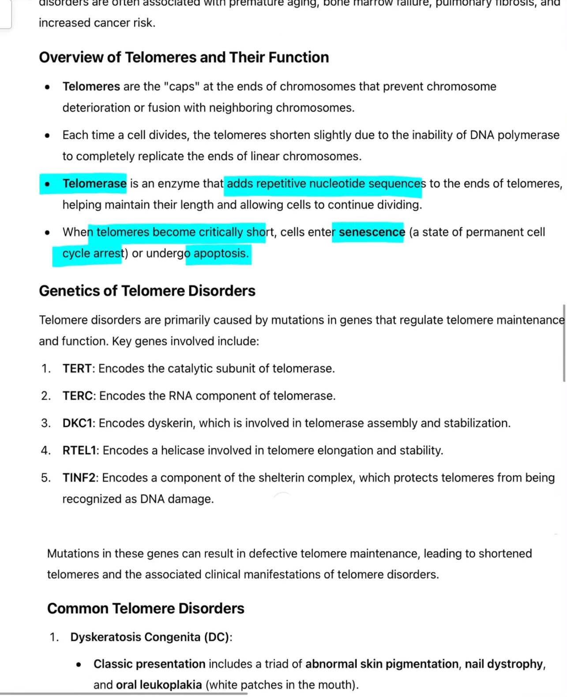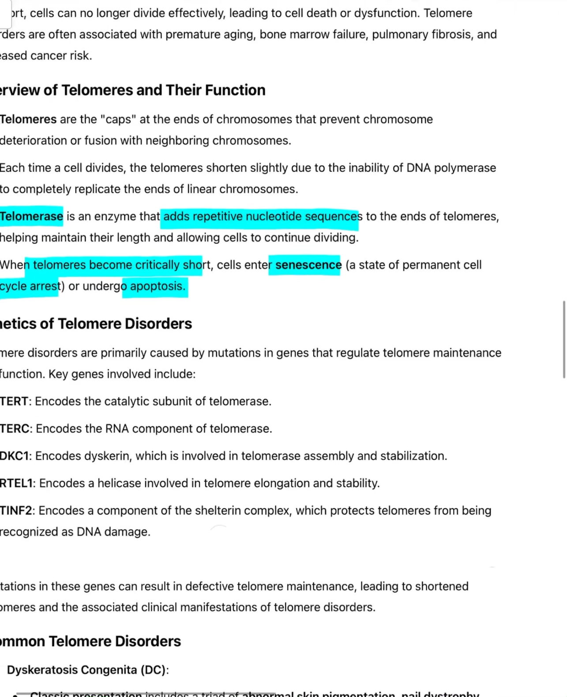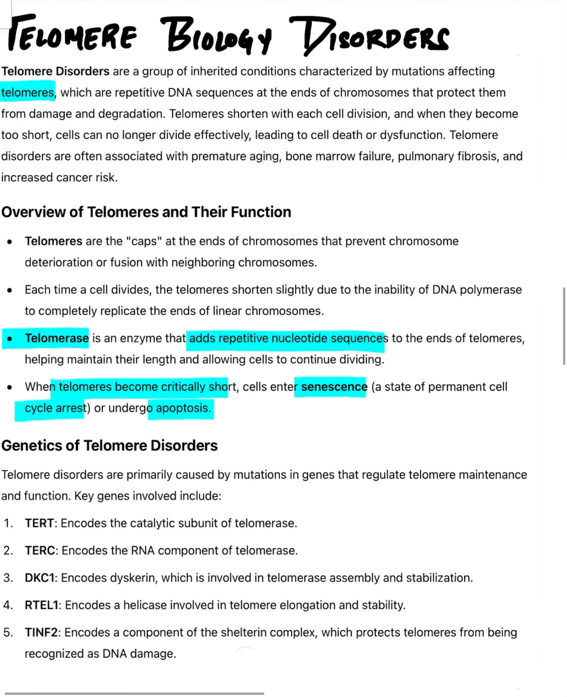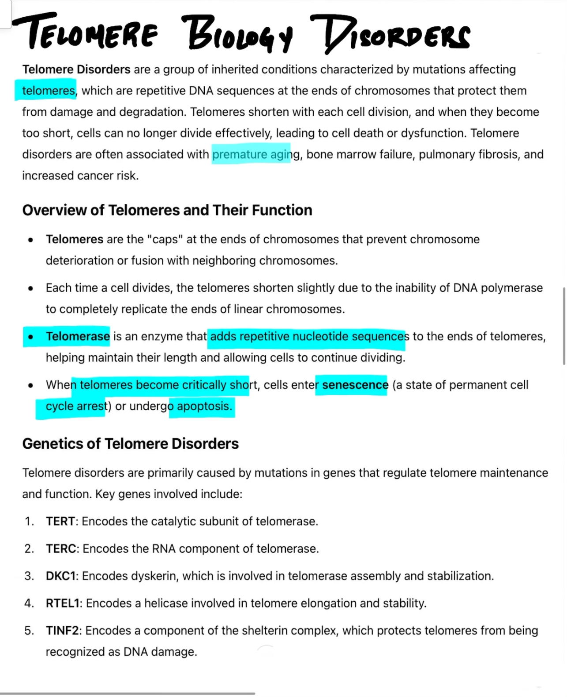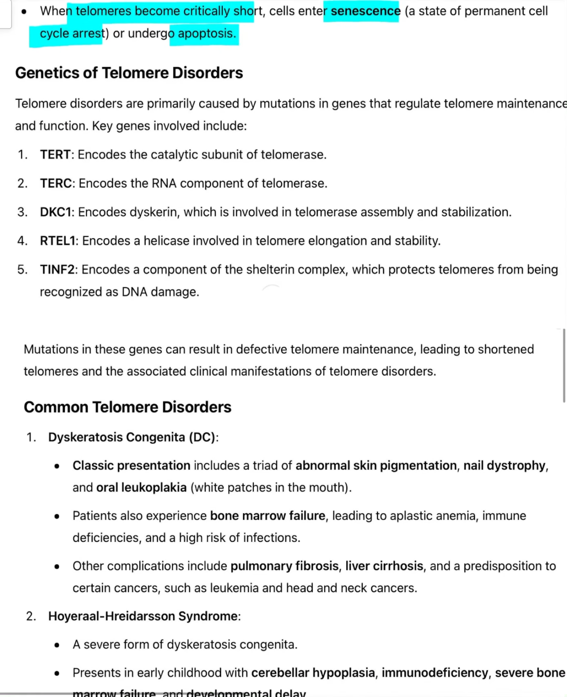So any problem in the enzyme telomerase or any genes which affect the stability of the telomere will lead to certain disorders, which are characterized by premature aging, bone marrow failure, pulmonary fibrosis, and increased cancer risk. We'll see what those disorders are. These are some genes associated with telomere disease. Up till now, 14 such genes have been discovered.